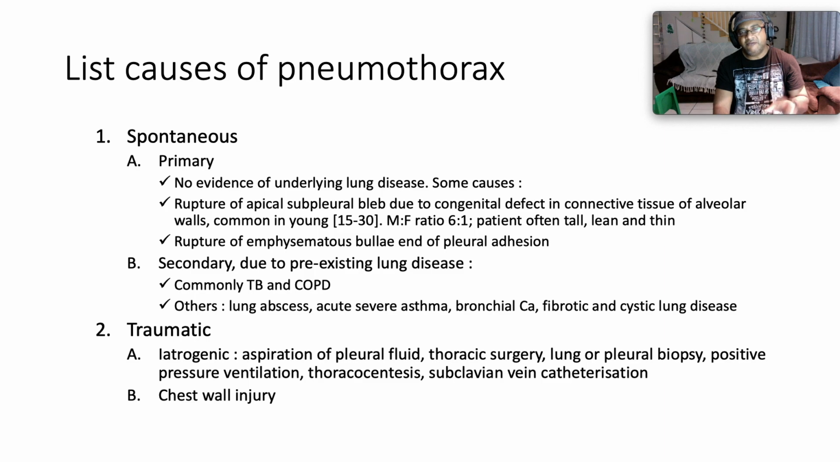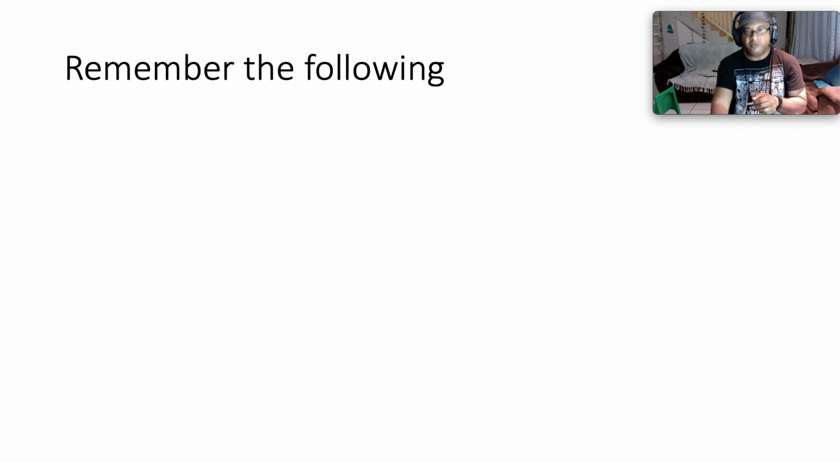Then the second flavor of pneumothorax is traumatic, which can be partitioned again into iatrogenic, common maybe after aspiration of pleural fluid, thoracic surgery, lung or pleural biopsy, positive pressure ventilation, thoracocentesis, and subclavian venous catheter insertion, which is one of the dreaded complications of a central line using the subclavian approach. And of course, the second one being chest wall injury.